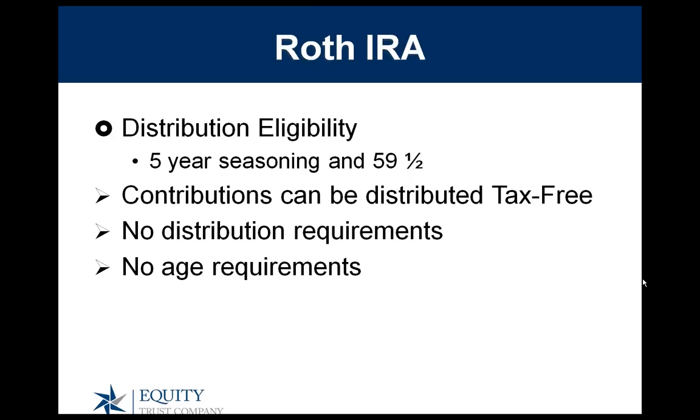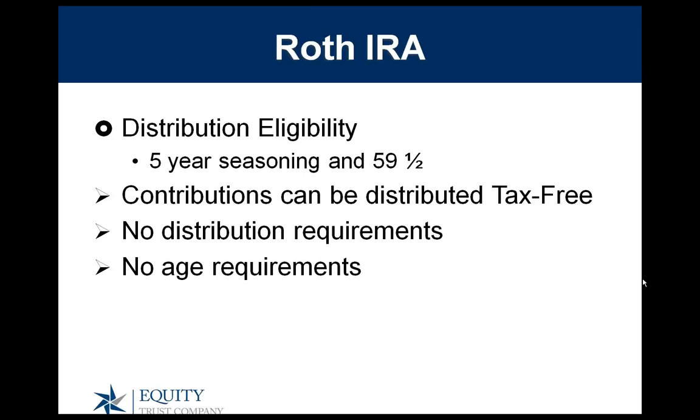Distribution eligibility. You may begin taking distributions tax and penalty free from the Roth IRA when you reach the age of 59 and a half and have held the account for more than 5 years. If you are nearing the age of 59 and a half, it's important you are aware of this provision. If you establish your account before December 31st, you can begin distributing funds in 2017 as opposed to waiting until 2018 before you can begin distributing funds tax-free.